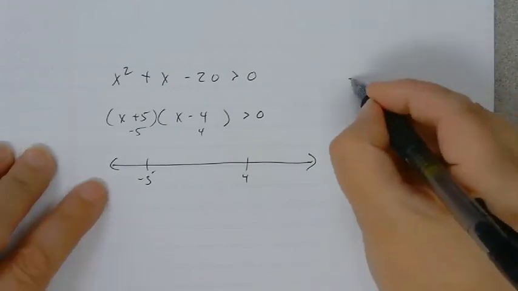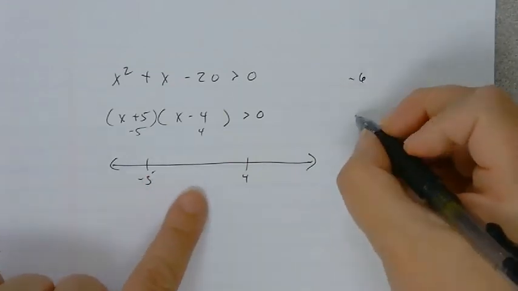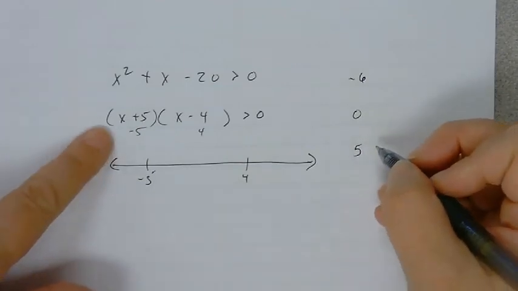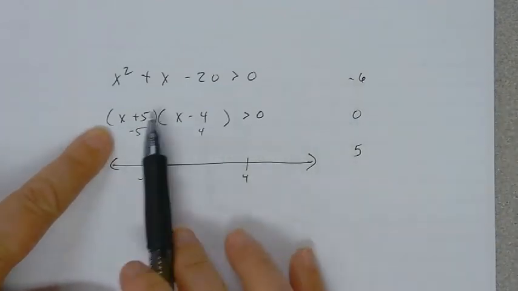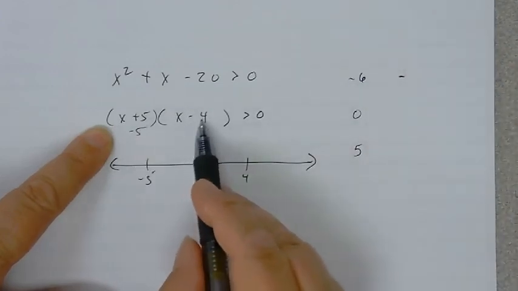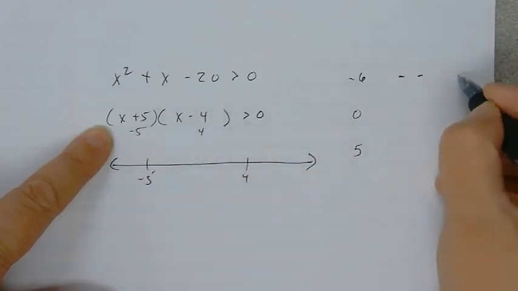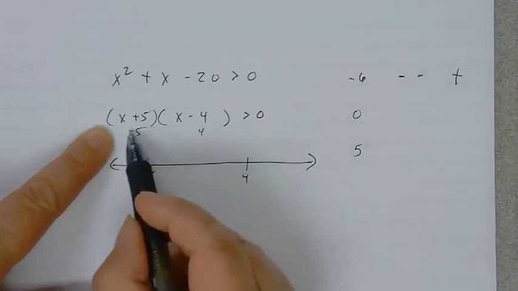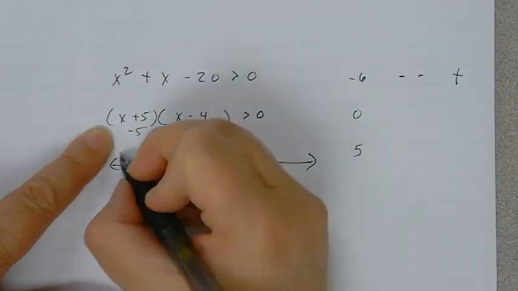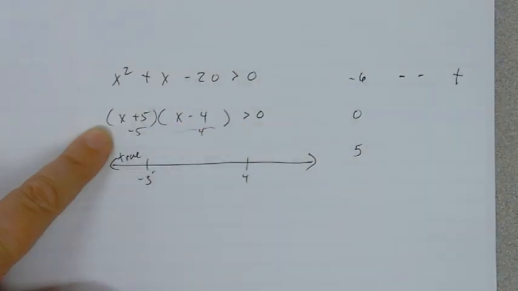So I'm going to try numbers like negative 6. I'll try 0 here, and then I'm going to try 5. So I'm going to go back and put them in here. Negative 6. Negative 6 plus 5 is a negative. Negative 6 minus 4 is a negative. A negative times a negative is a positive. This time I'm actually looking for positive because I'm looking for something bigger than 0. So this part is true.